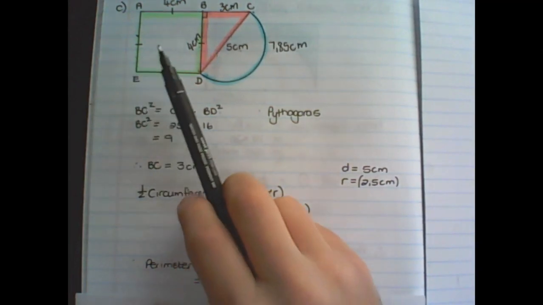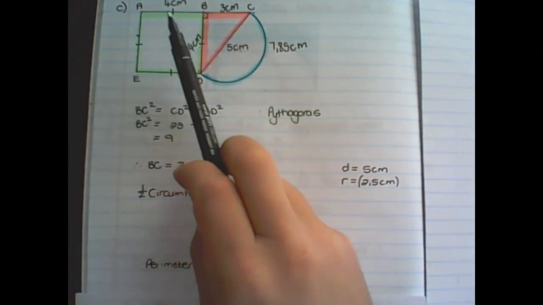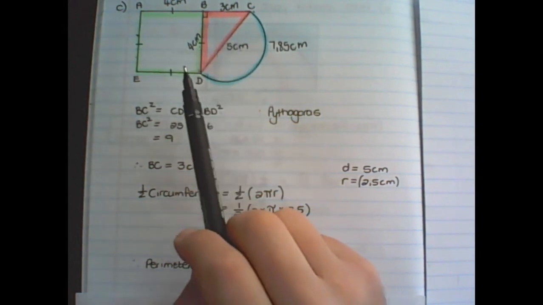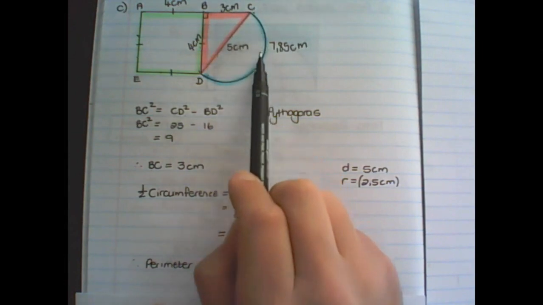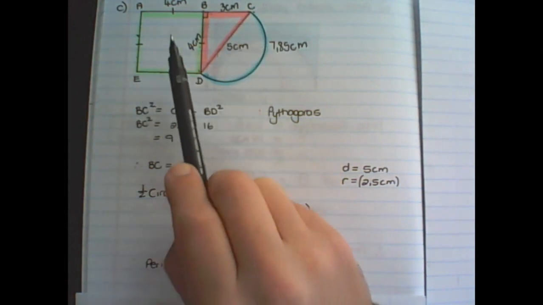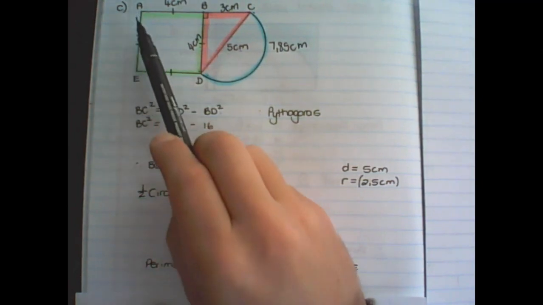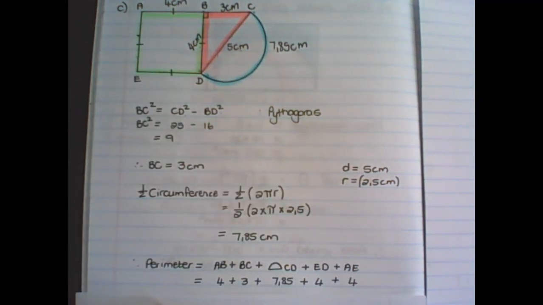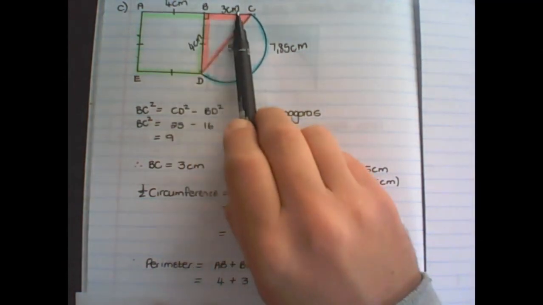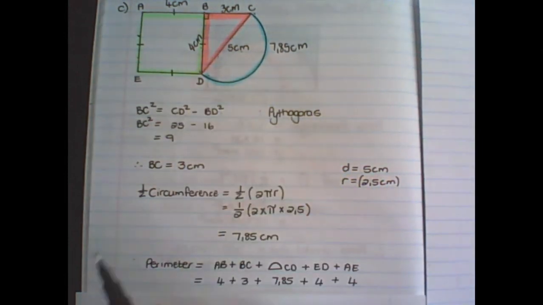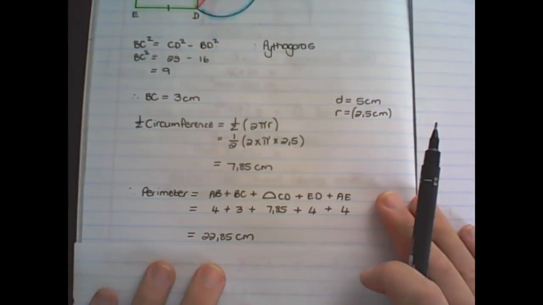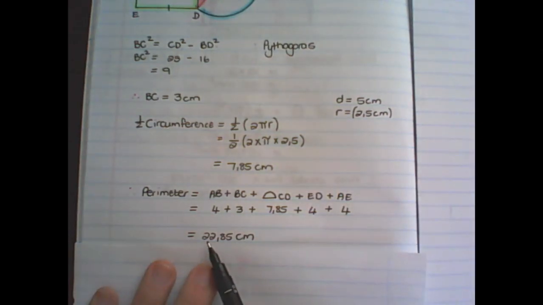Now I have enough information to find the perimeter or the distance around the combined figure. It will be AB plus BC plus the circumference plus ED, which is 4 centimeters, plus AE, which is also 4 centimeters. So when I write it down, I have 4 plus 3 plus 7.85 plus 4 plus 4. Therefore, the perimeter around the figure would be 22.85 centimeters.